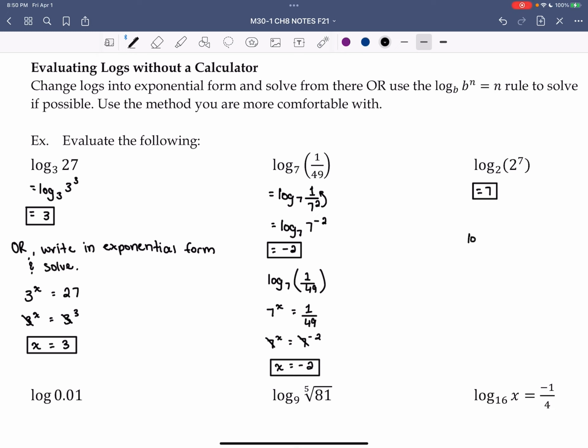And then log base 2 of 2 to the power of 7. Write this in exponential form. We have the base 2 to the power of the exponent, which we don't know, so we'll call that x, equals the argument 2 to the power of 7. Then x equals 7.